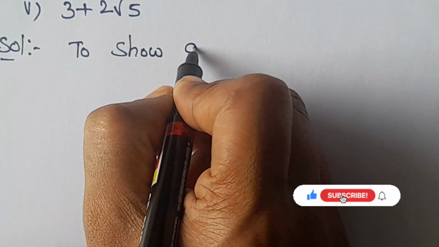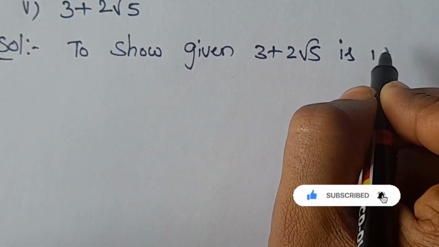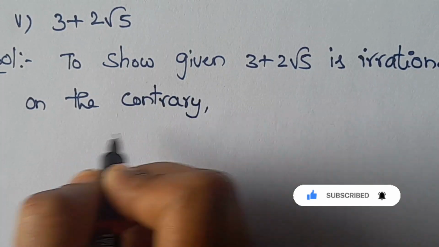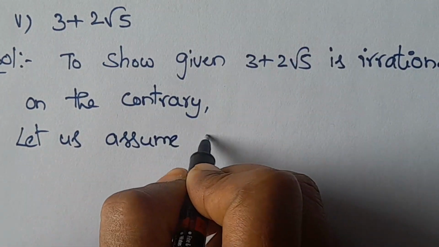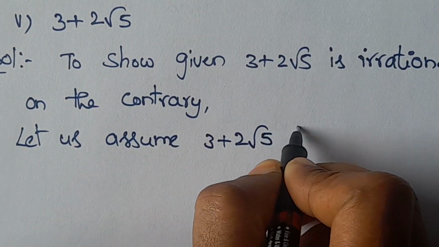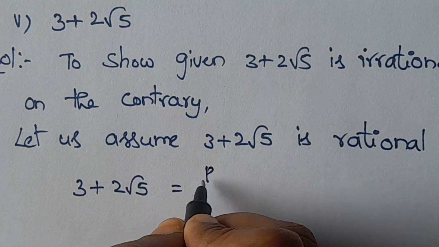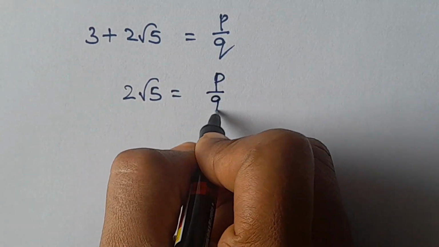Fifth bit, 3 plus 2 root 5. To show the given 3 plus 2 root 5 is irrational, we are choosing the contrary way. The given number is rational. We cannot express an irrational number in the form of p by q. That's why we are choosing the contrary way, which is rational. We know that a rational number is in the form of p by q. We have to assume the given number is equal to p by q.